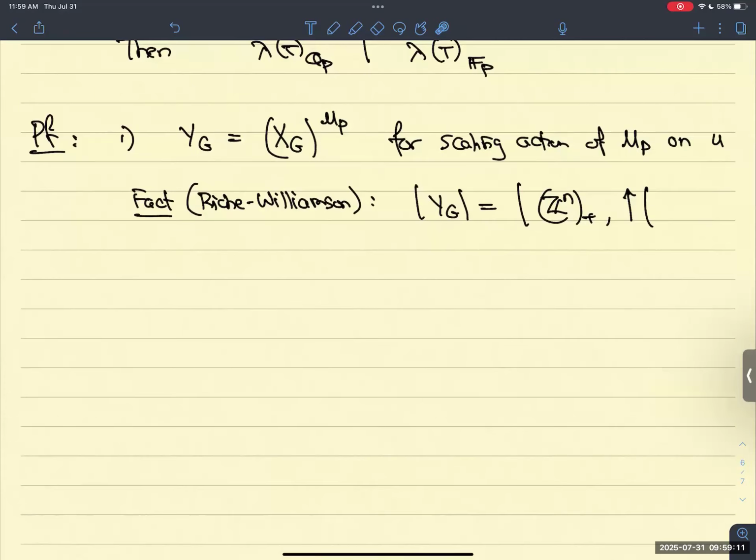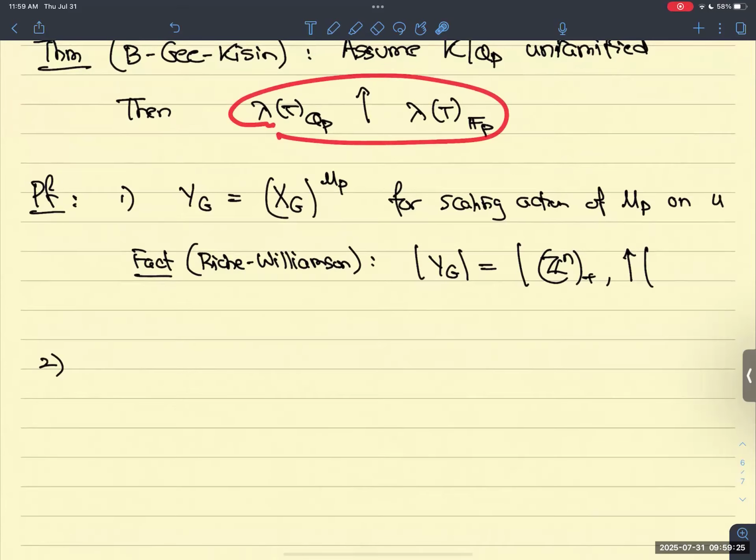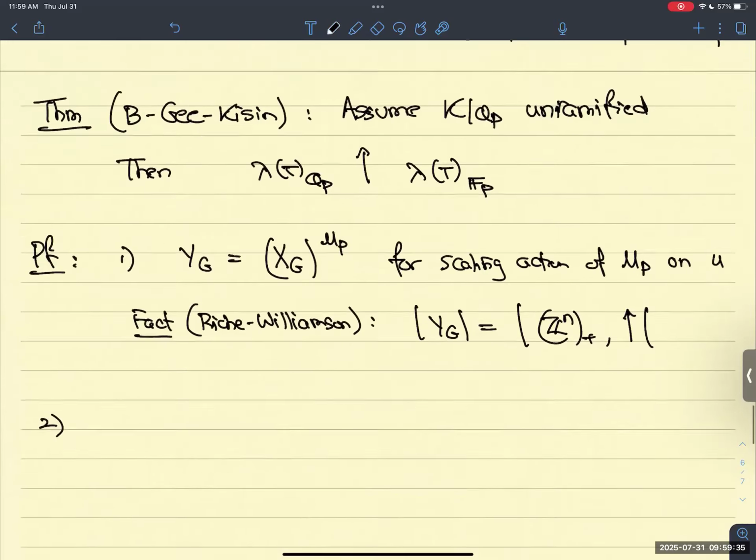And so this is the geometric realization of this up arrow relationship. The usual closure relation came from just thinking about the space XG, and this up arrow relationship comes from thinking about its mu p fixed points. That's kind of the punchline. And so what you need to do, to prove this relationship, is explain why this point lambda t that you have actually refines to a point of the mu p fixed point locus. That's not literally what happens, but at least you need to produce a mu p fixed point somewhere.